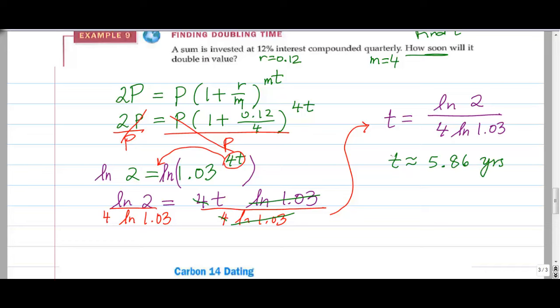So t is roughly 5.86 years. That's how long it'll take for my money to double if it's invested at 12% interest compounded quarterly, no matter how much money I have in the bank. So if I have $1,000 or $2, it's going to take about 5.86, 5.9, roughly 6 years to double.